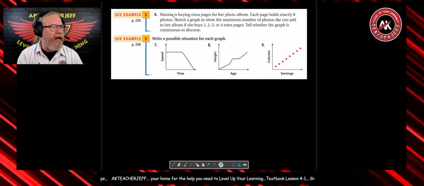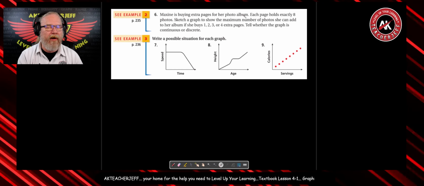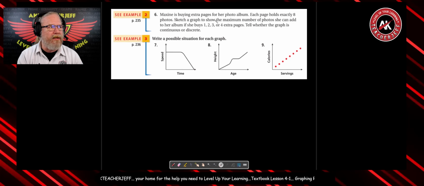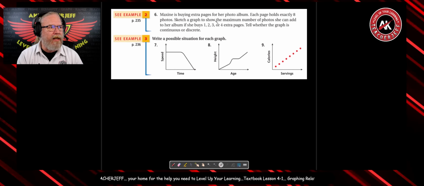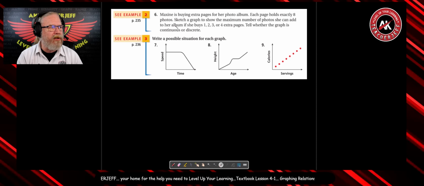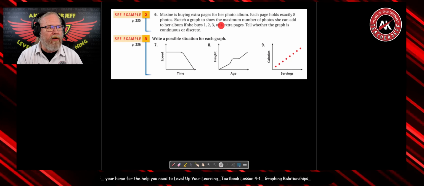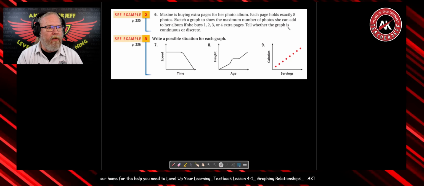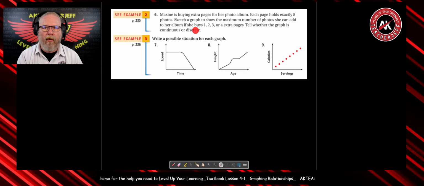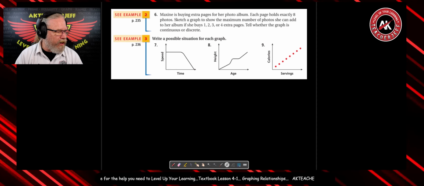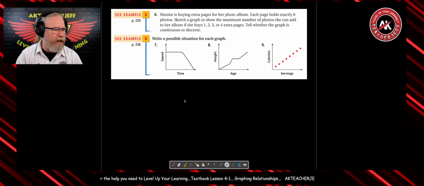On this one here, Maxine is buying extra pages for her photo album. Each page holds exactly 8 photos. Sketch a graph to show the maximum number of photos she can add to her album if she buys 1, 2, 3, or 4 extra pages. Tell whether the graph is continuous or if it is discrete. So I need to go ahead and make a graph.